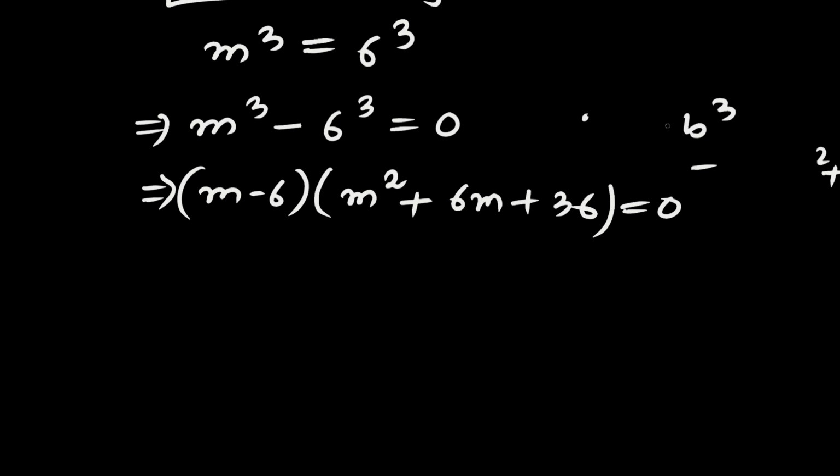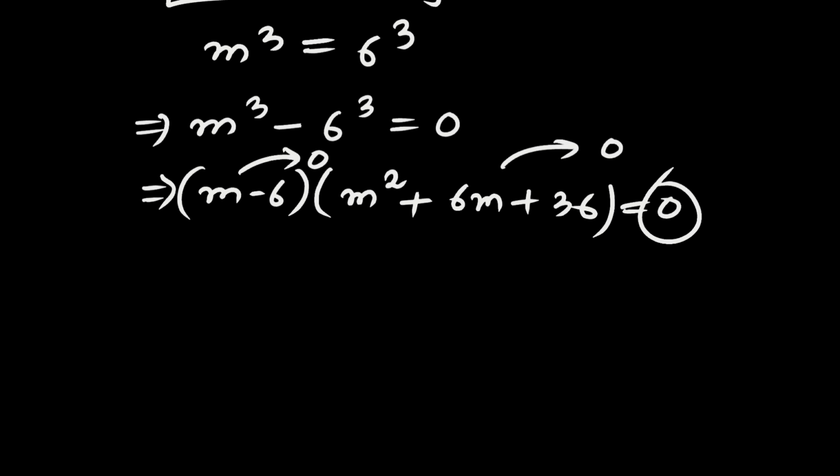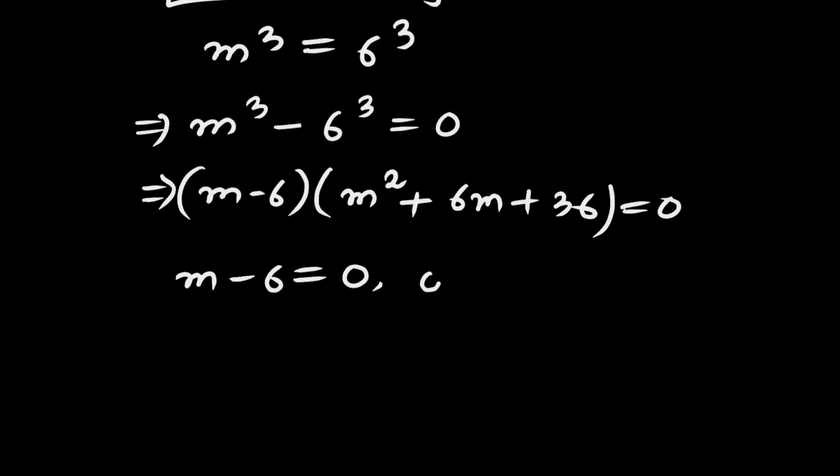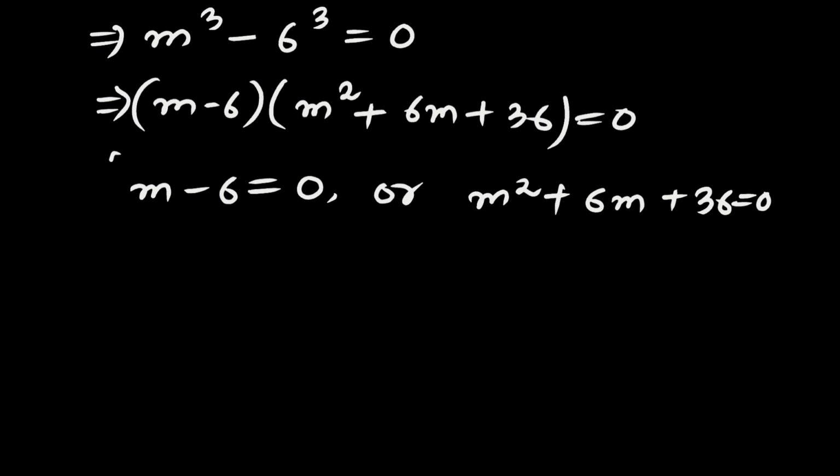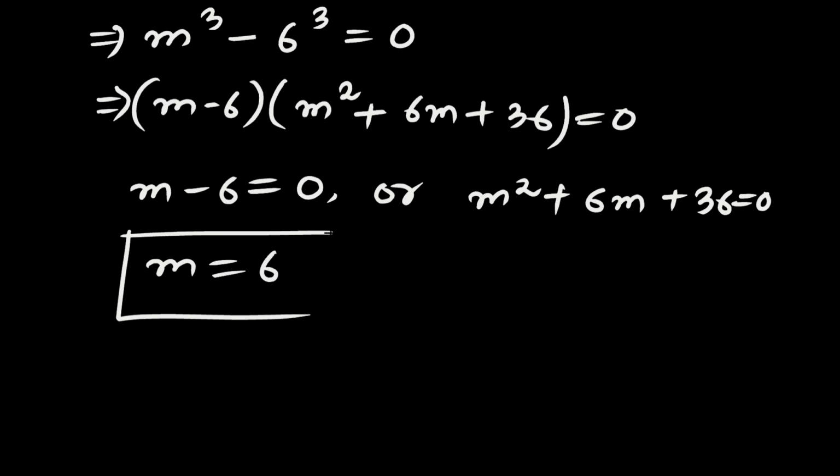Now we use the zero product property. This property says that if the product of two expressions is 0, then at least one of those expressions must be 0. So either m minus 6 equals 0, or m squared plus 6m plus 36 equals 0. Let's solve the first equation. Adding 6 to both sides gives us m equals 6. This is our first solution, and we'll call it m1.